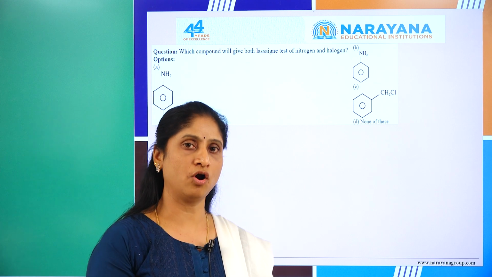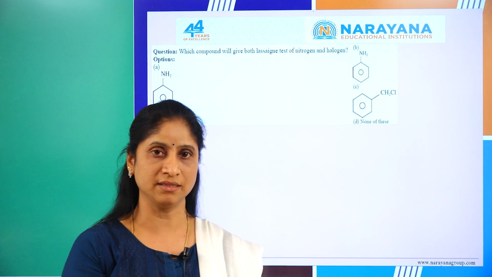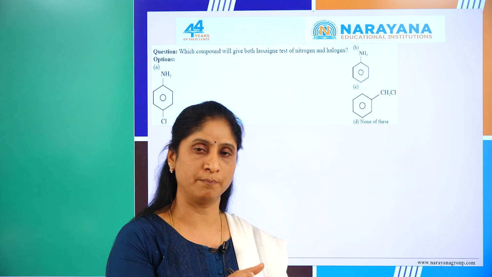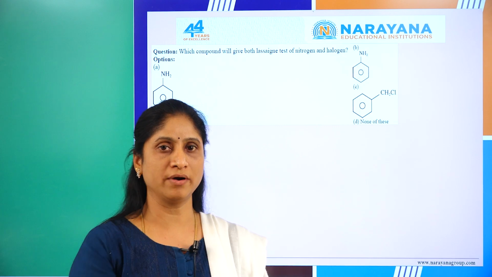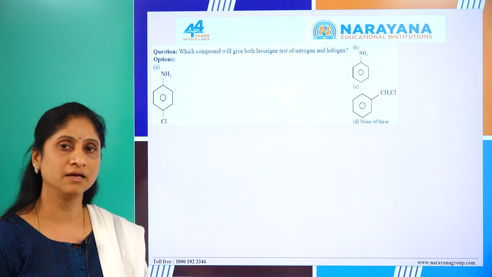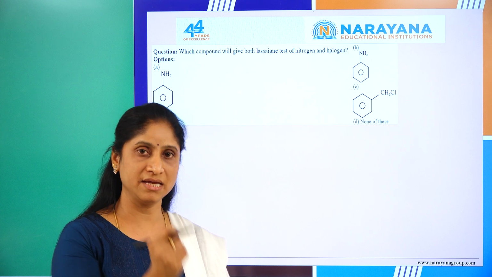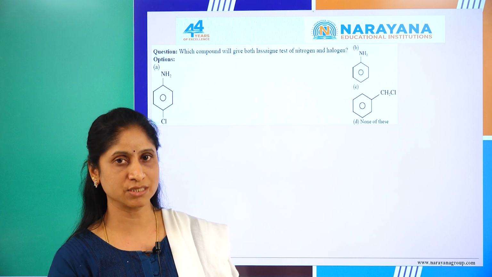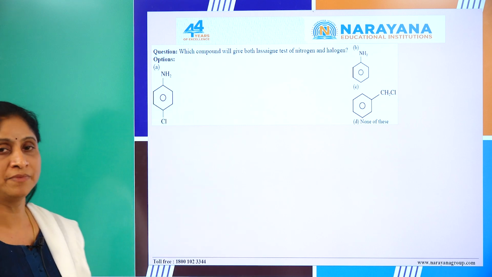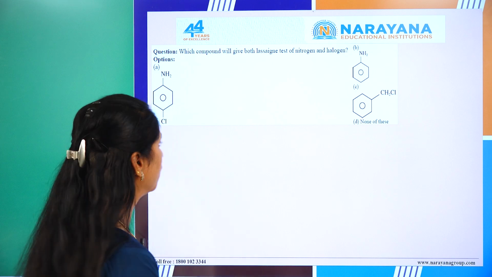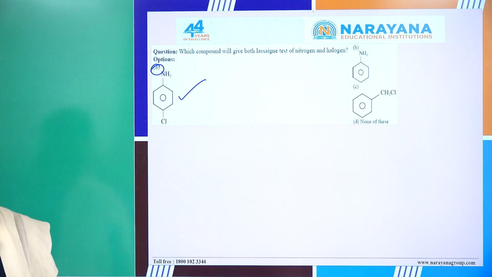The principle behind the Lassaigne test is that the halogen or nitrogen present in the organic compound by covalent bond is converted into an ionic compound, as sodium halide or sodium cyanide, which can be identified easily. That means the hetero element comes into the sodium fusion extract: if it is nitrogen, in the form of sodium cyanide; if it is chlorine, in the form of sodium chloride. So it's a very simple question to answer. Both nitrogen and chlorine are present.